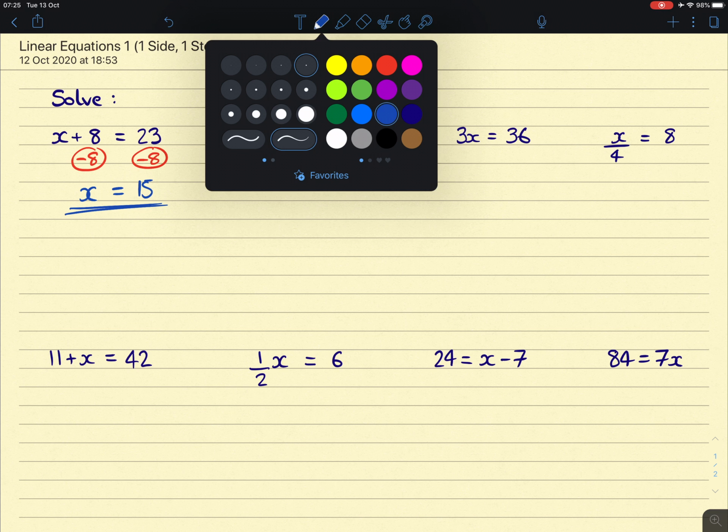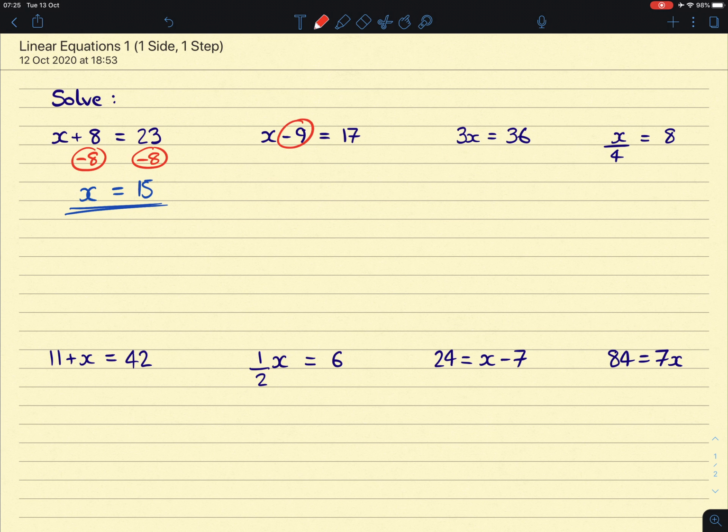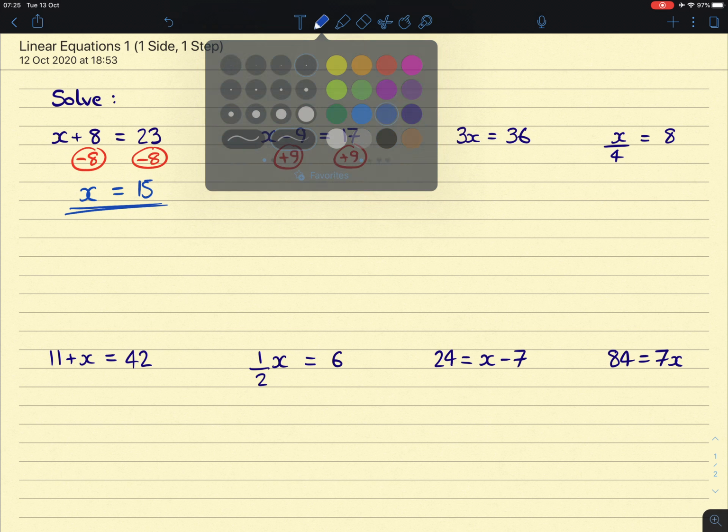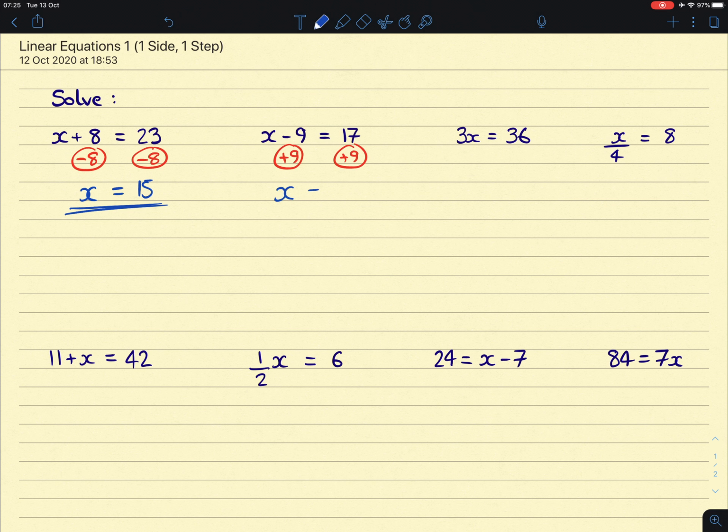In the next one, we have this minus 9 that we need to get rid of, a take away 9. So in order to do that, we have to add 9 to make it disappear. We have to do the same on the other side in order to keep the equal sign in the middle. You will have an x left over on the left-hand side, and you will have a 26 on the right-hand side, and you've solved it.